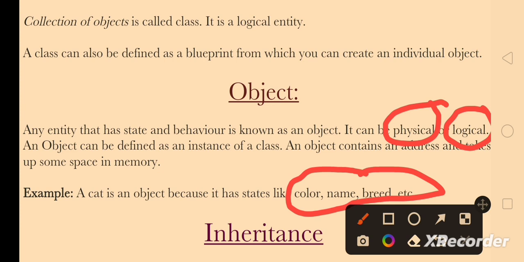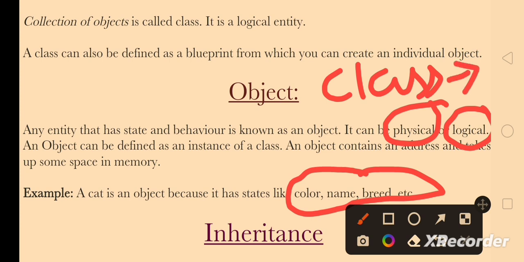An object can be defined as an instance of a class. We can say that a class is a superset. An object is a subset. An object contains an address and takes up some space in memory.